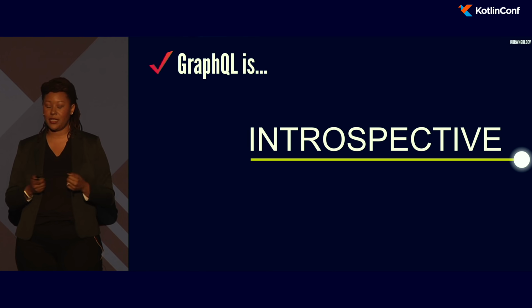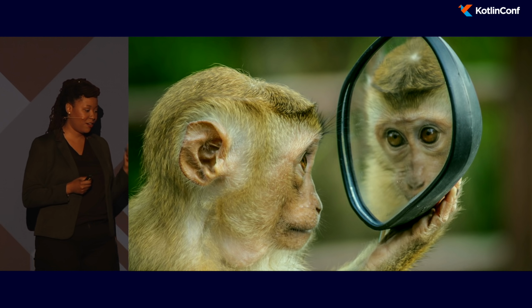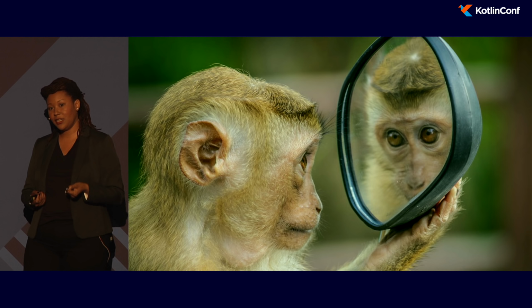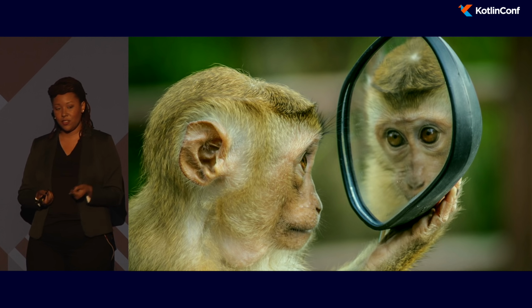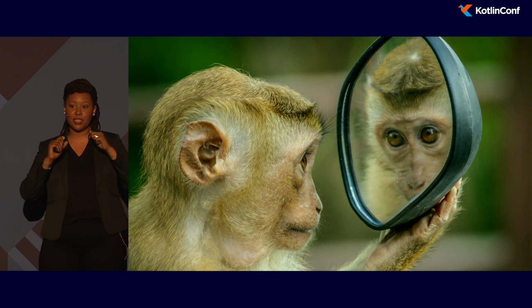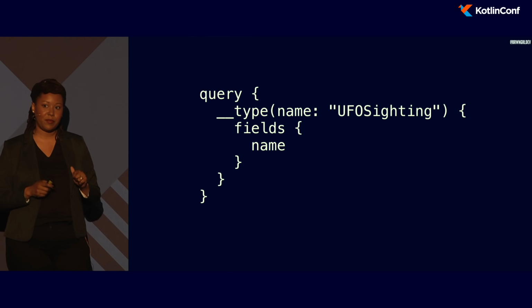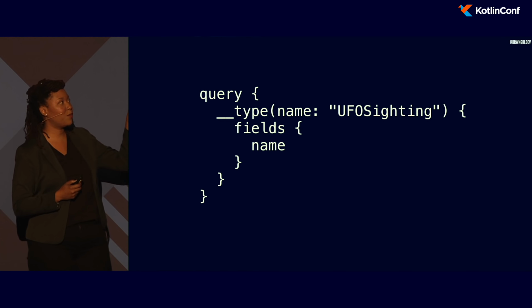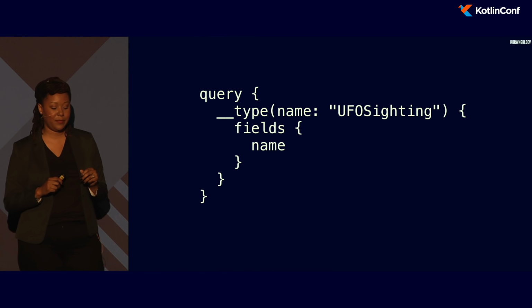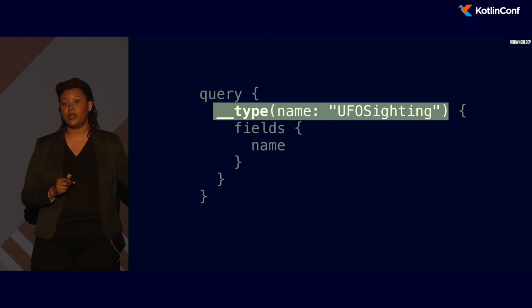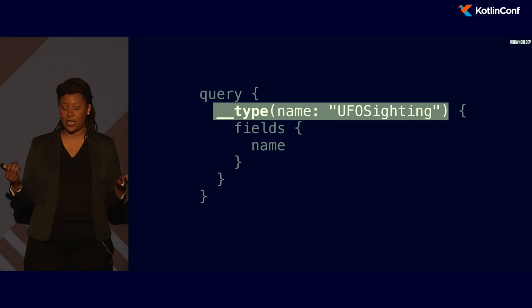And finally, GraphQL is introspective. You'll hear that a lot, introspective. This means that a GraphQL type system should be able to be queried by GraphQL itself. So it's kind of like GraphQL can just take a step back and really look at itself and understand what's going on. This is important because it allows you to do really powerful tooling. So here's an example of an introspective query. We're using this type meta field to get information about something in my schema, a UFO sighting.